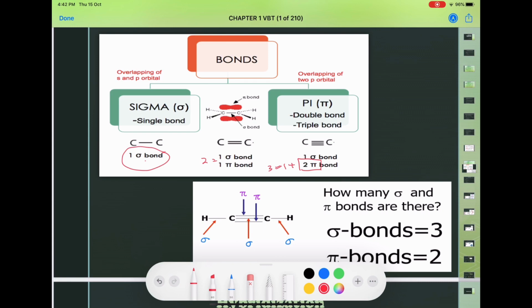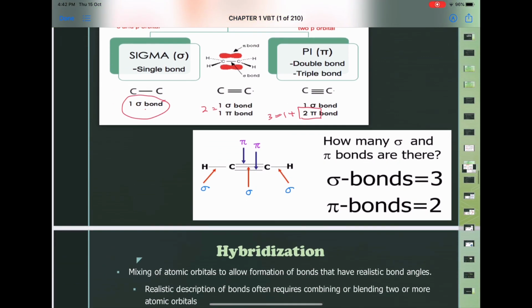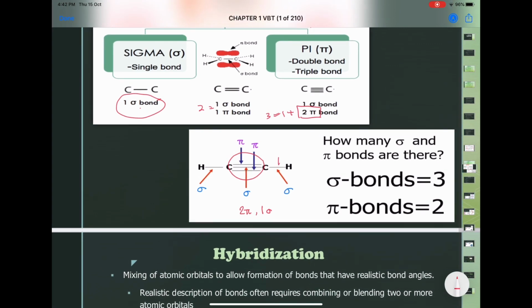And how many sigma and pi bond are there? Look at this. So you remember the triple bond consists of the 2 pi and 1 sigma. And the single bond consists of the 1 sigma. Another one is the 1 sigma. So total is the 3 sigma bonds and 2 pi.